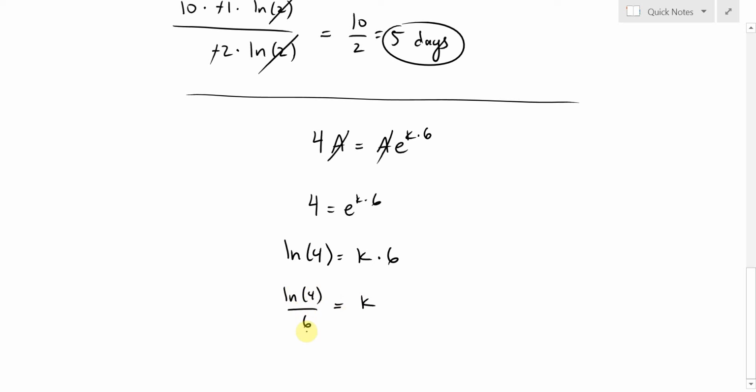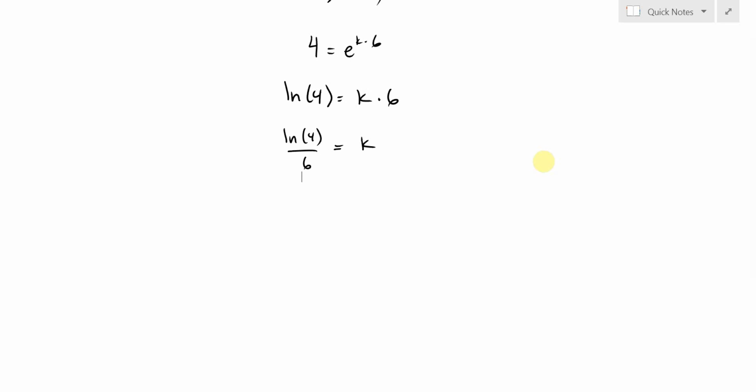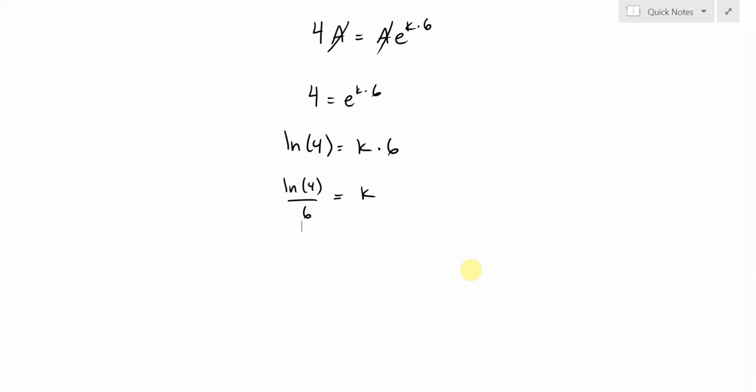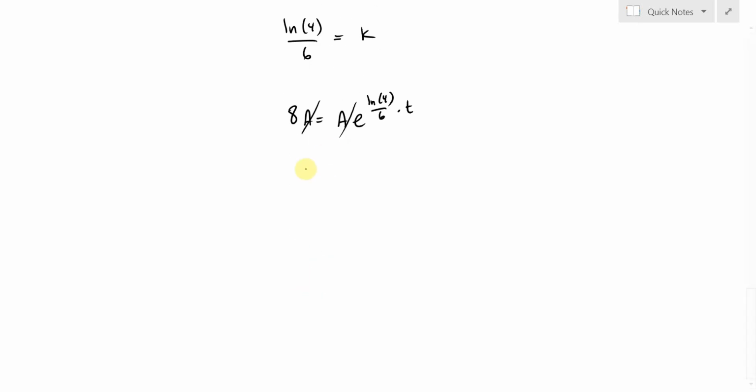But again, they didn't just ask us for what k is. They asked us, when does it get to 8 times its original size? Okay, so the question is, when does it get to 8a? So 8a equals e to the, now we know what k is, it's ln of 4 over 6 times t, and t is what we're trying to solve for. The a's cancel again. So we end up with 8 equal to e to this.